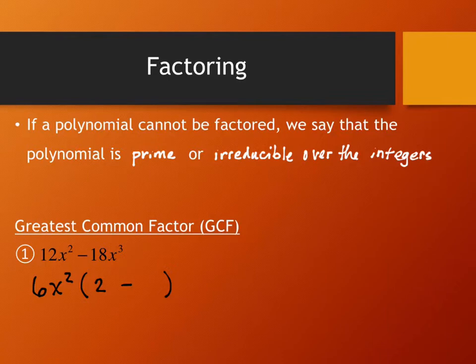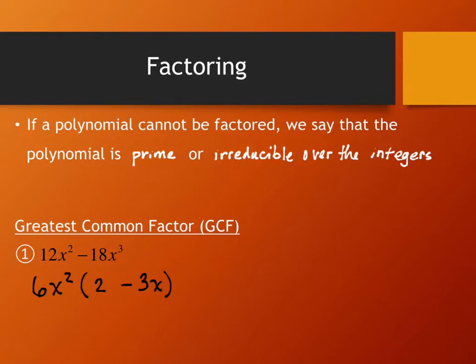And then I do the same thing with the 18x cubed. So what's 18 divided by 6? 3. And then when I take x cubed and divide by the x squared, what do I have remaining? An x. I have a leftover x. So this would be factoring out a greatest common factor. So I'm not just identifying what is the greatest common factor. I mean, if the question asked that, we could do that. But I'm actually taking the greatest common factor out in front and then putting all the leftovers in the parentheses next to it. Does that make sense?